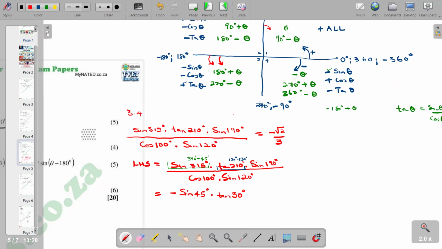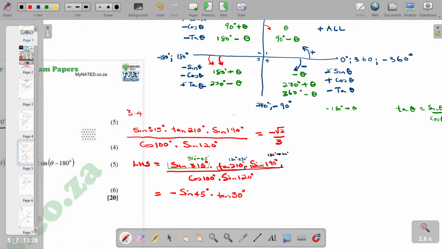If we check the next one, this is the ratio that we are having. Then we are having 190 degrees. 190 is in which quadrant? It's in the third quadrant. It's between 180 and 270. How do we write an angle in the third quadrant? It's gonna be 180 degrees plus what, to get 190? So it's gonna be plus 10 degrees.